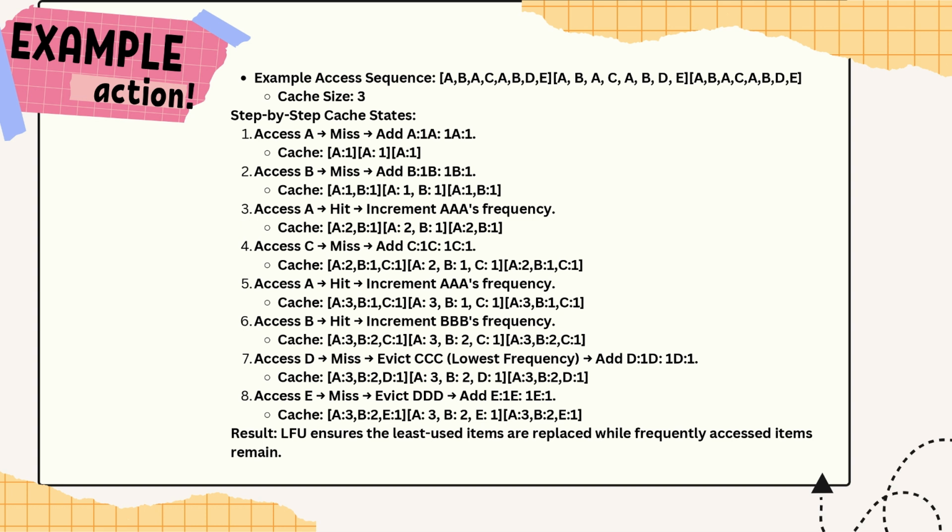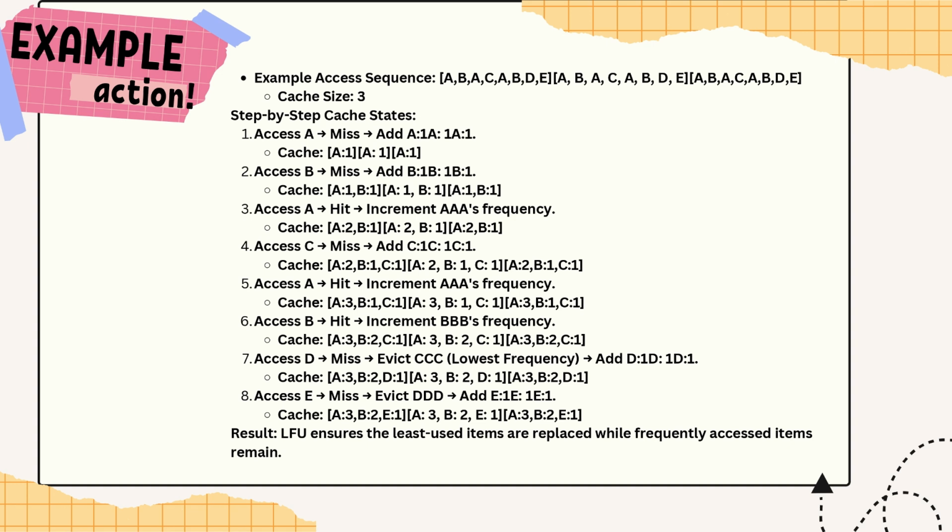Hello, so right now I'm going to explain the next slide, which is the example access sequence. So let's walk through the example provided, which is cache A, B, A, C, A, B, D, E. We will assume a cache size of 3. So step-by-step explanation, there will be 8 steps ahead.